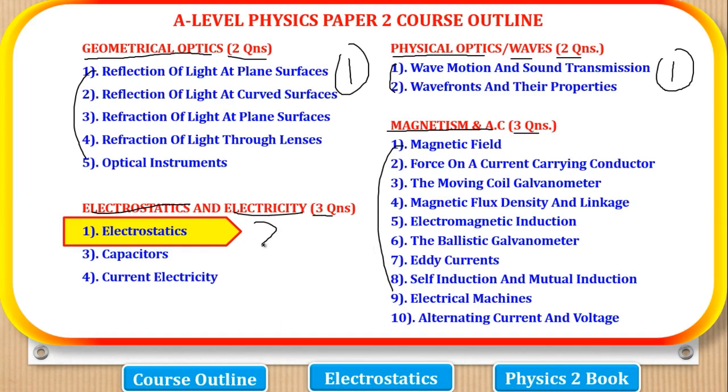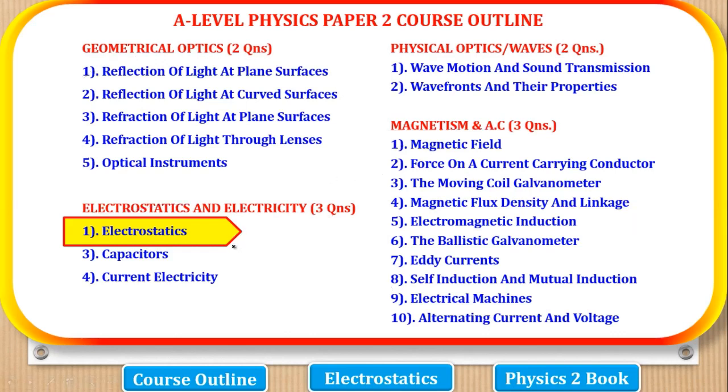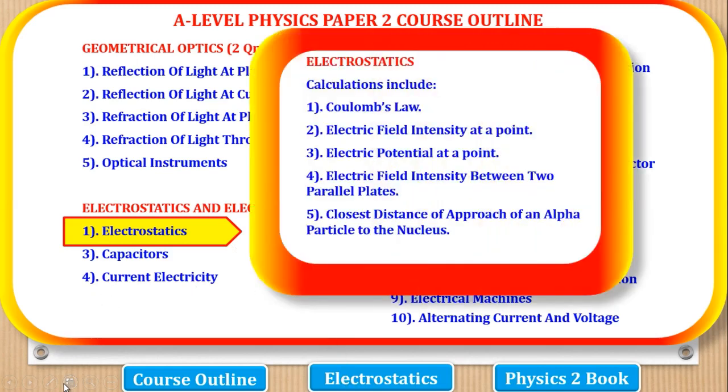If you choose 2 questions here, you will choose one here, or if you choose 1 question here, you must choose 2 questions here to make the 5 questions which are needed. So in this video, I'm going to go through the calculations for electrostatics. Now those calculations are broken down into 5 parts.